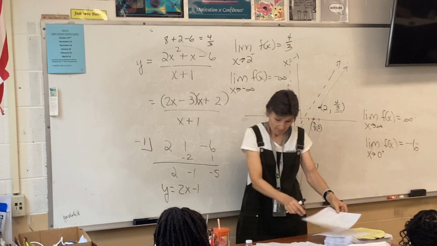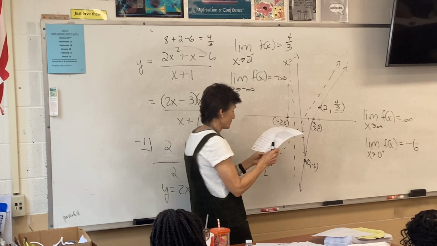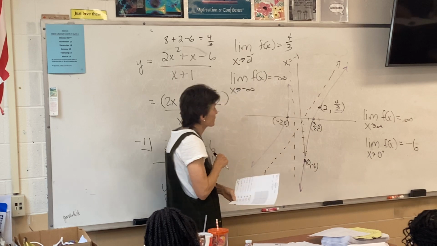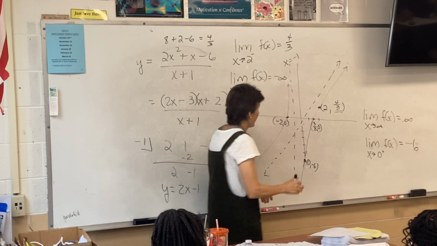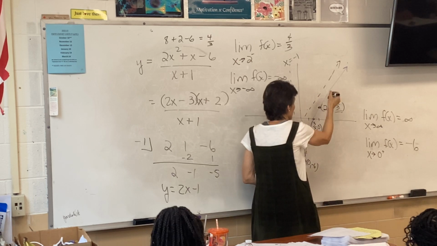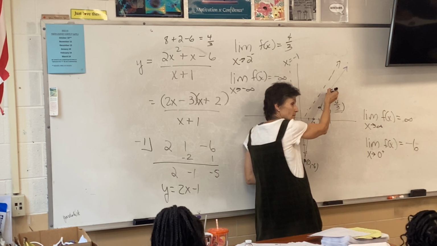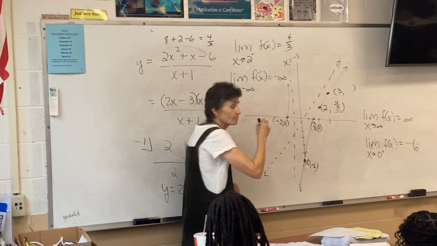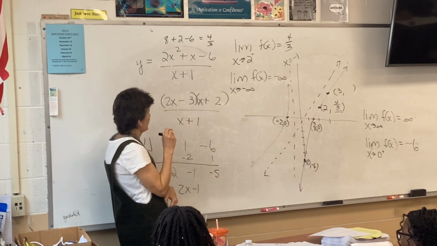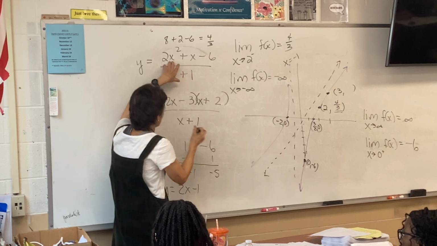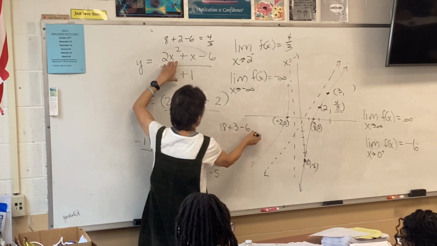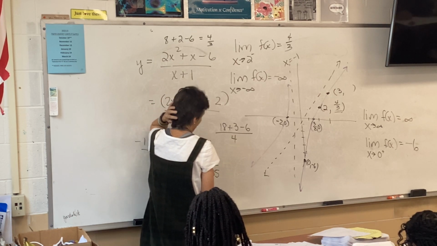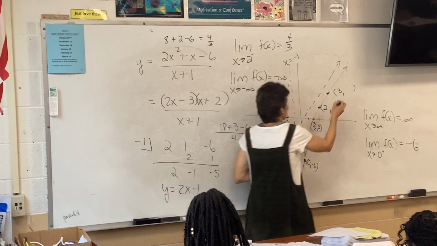Okay, last one maybe. Almost. I can't read the bottom one, so I guess this will be the last one. What's the limit as x approaches 3 from the left? Well, here's 3. So here's the point I'm talking about. That's 3 comma something. Can I find the something? It's going to be 18 plus 3 minus 6 over 4. What is that? 15 over 4.